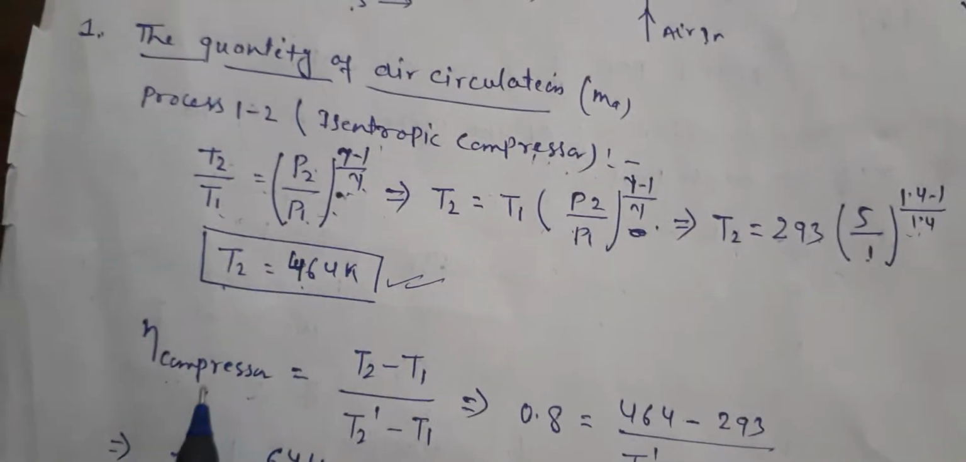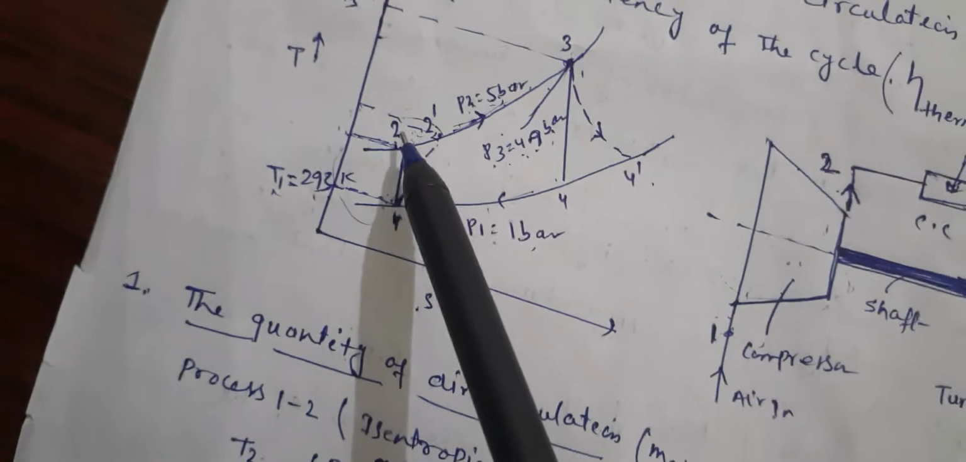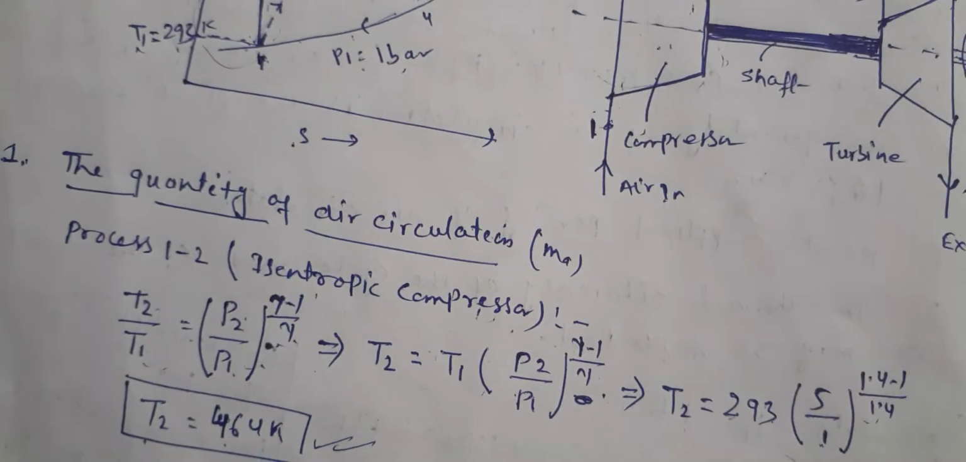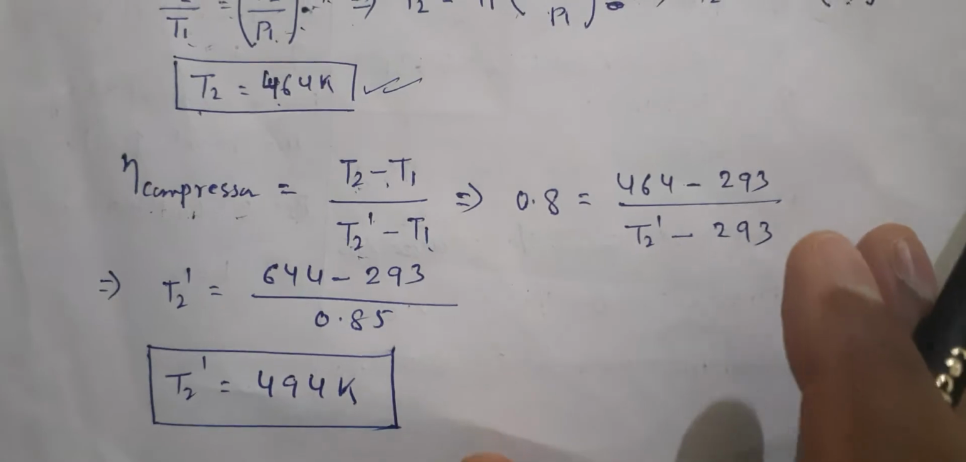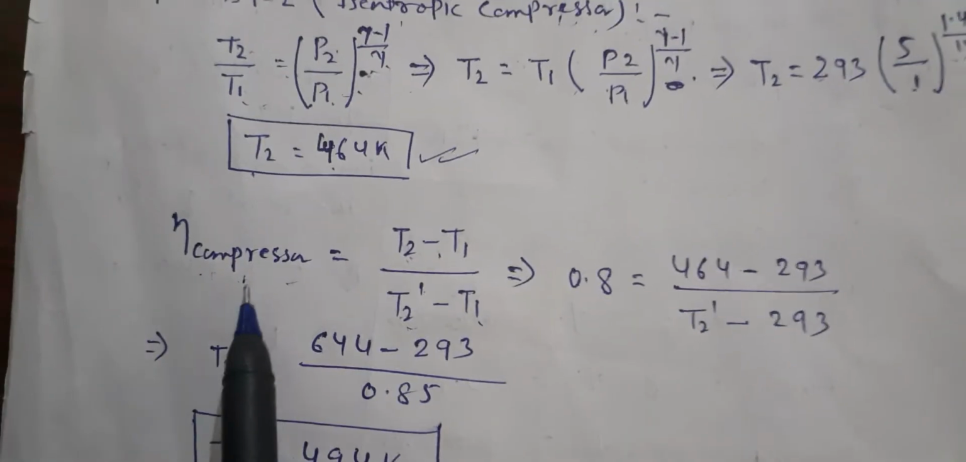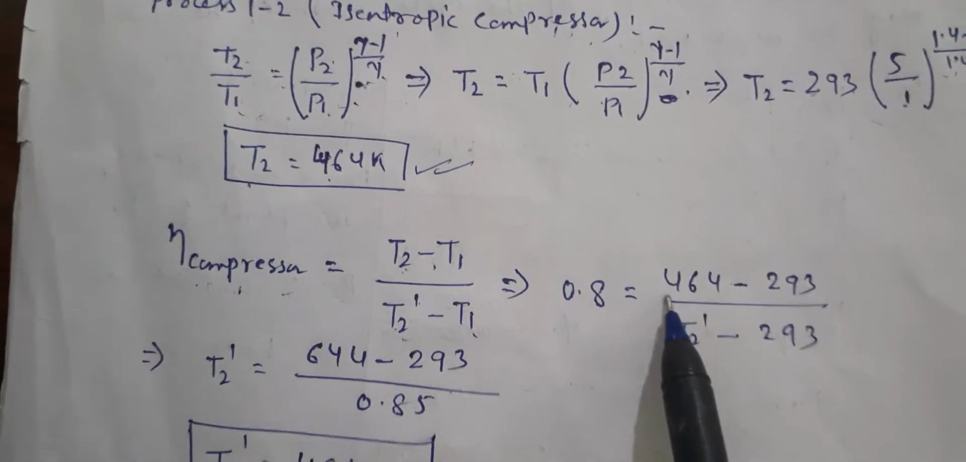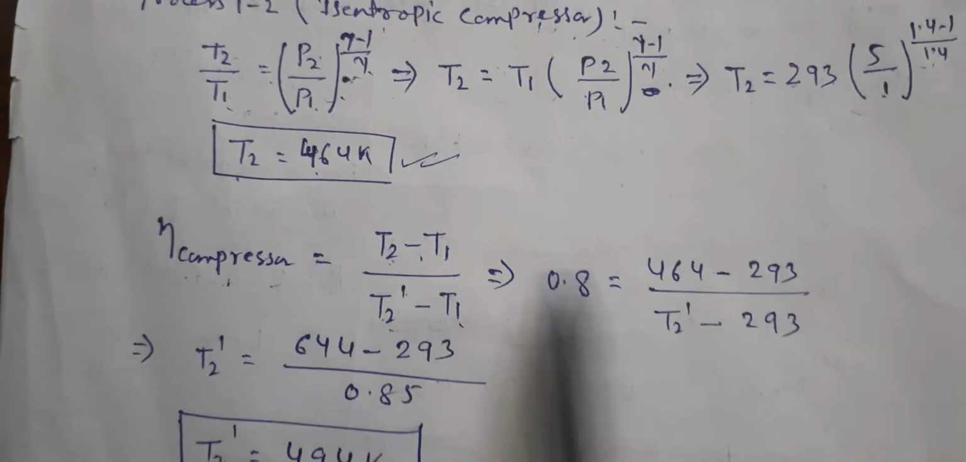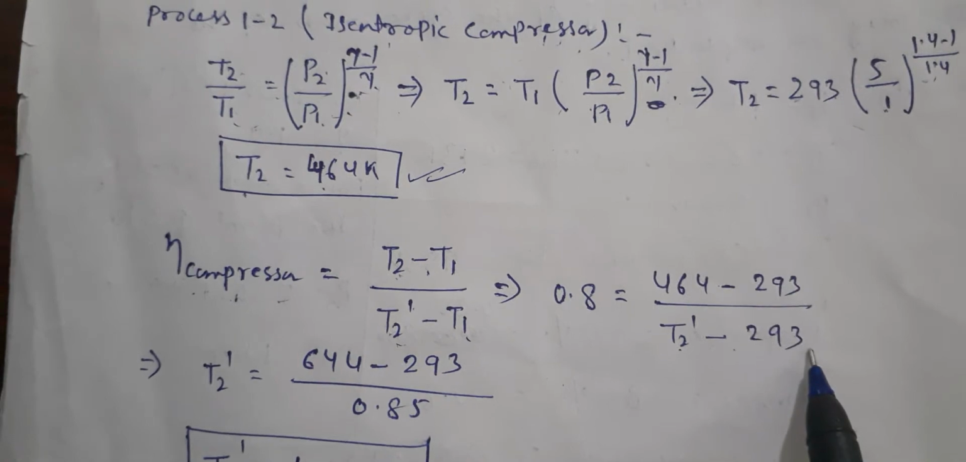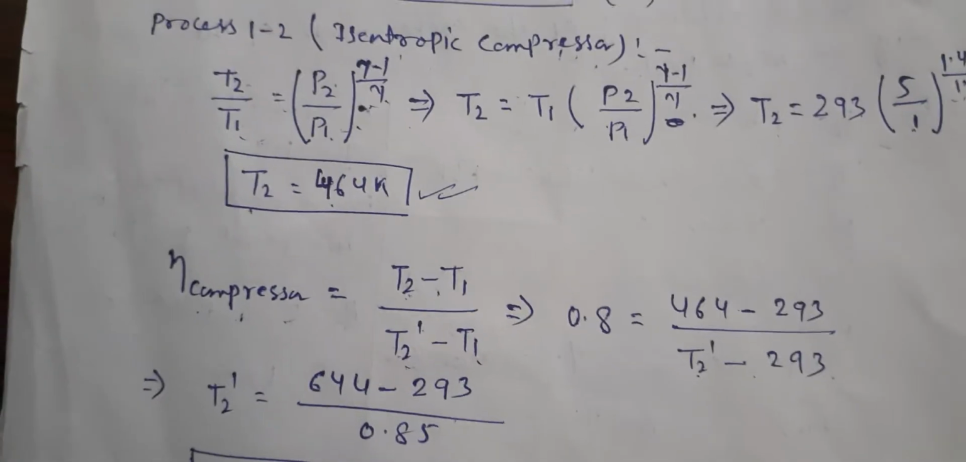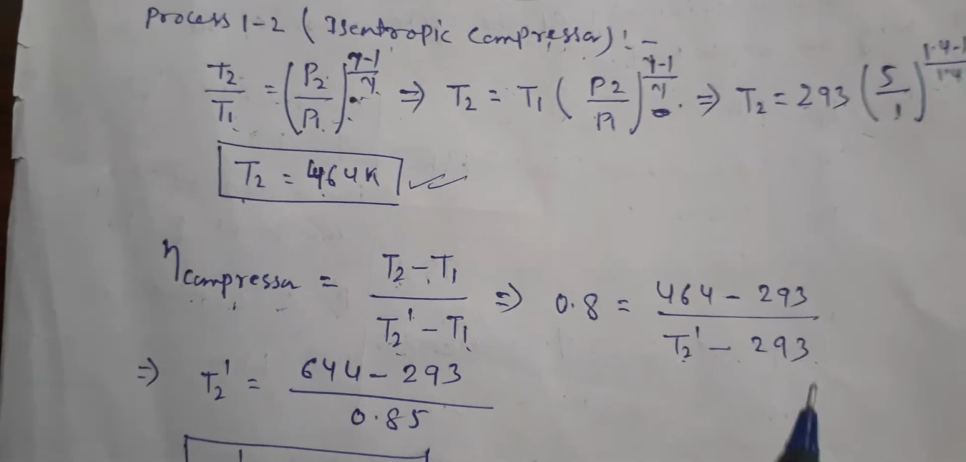The efficiency of the compressor is (T2 minus T1) divided by (T2 dash minus T1). The efficiency of the compressor is given as 0.8. T2 value 464 minus T1 value 293, divided by T2 dash minus T1 value 293. After calculating this, we get T2 dash as 494 Kelvin.